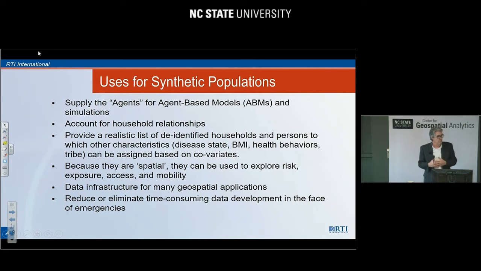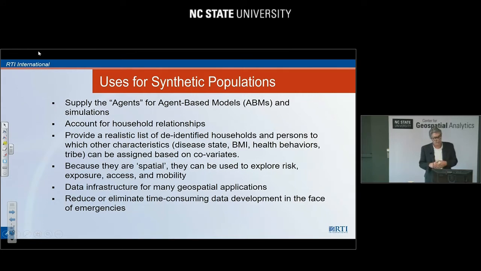Flu is really bad this year. Flu within a household is more likely to be transmitted because it's a contact-based transmission. So if we know which people are in a household, then we can associate a higher likelihood of transmission there as opposed to just random, you know, at a workplace or school and things like that. So they provide a realistic list and data set of de-identified households and persons with characteristics, okay?